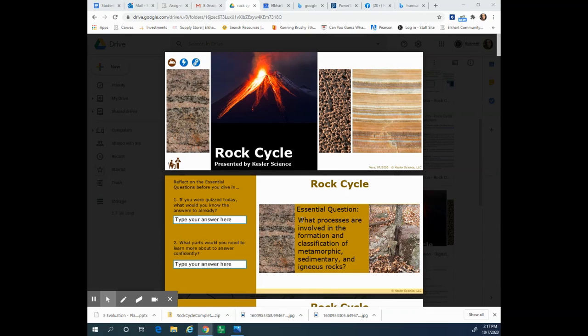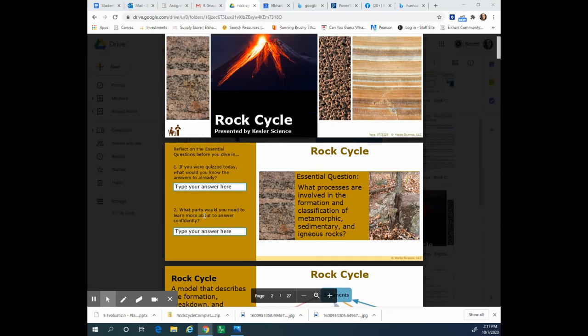Essential questions are: what are the processes that are involved in the formation and classification of metamorphic, sedimentary, and igneous rocks? Number one, if you were quizzed today, what would you know the answers to already? What would you know about the rock cycle as of now? What parts would you need to learn more about to answer this question more confidently? In the rock cycle, what part do you think you would need to know more about? Write your answer right here.